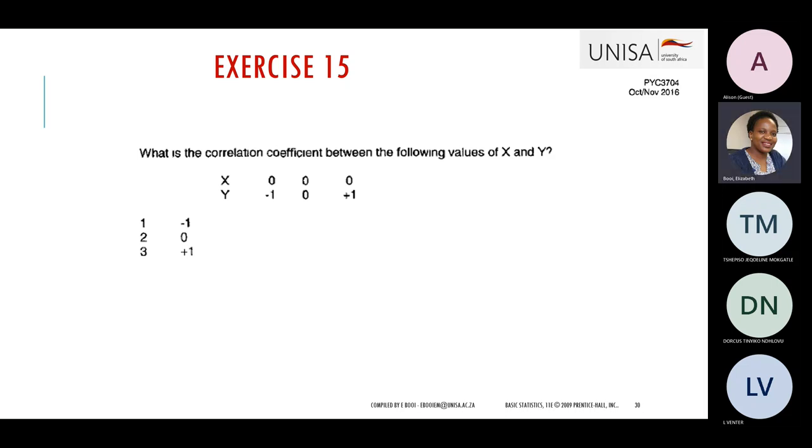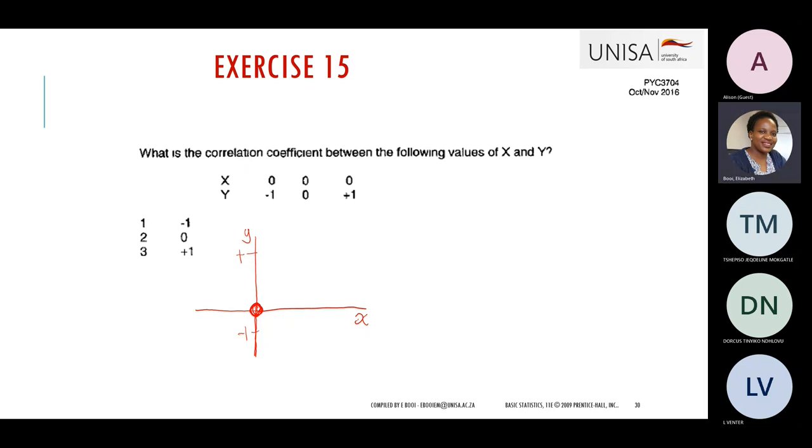Exercise 15. What is the correlation coefficient between the following X and Y values? Also, you can do the same. On this one, it has a negative value. I'm just going to write here in the middle, zero, and here, minus one. Let's assume that this is a Cartesian plane that looks like this. At the middle here, there is what we call a zero on the x-axis. On the y-axis, any value this side is negative, any value this side is positive.